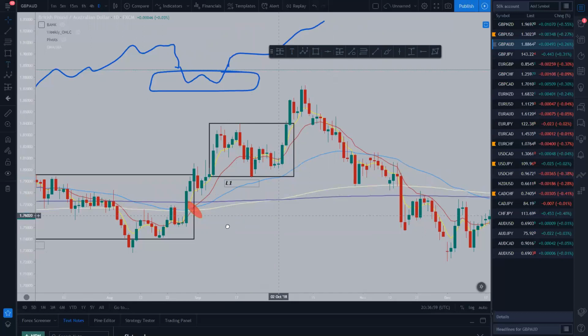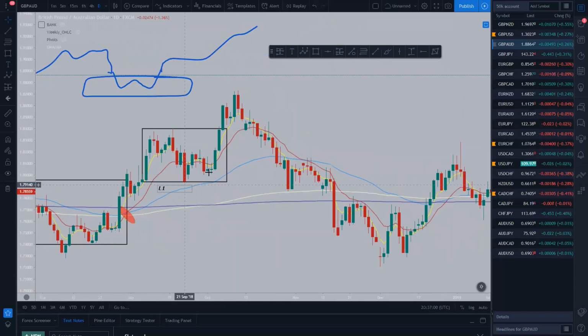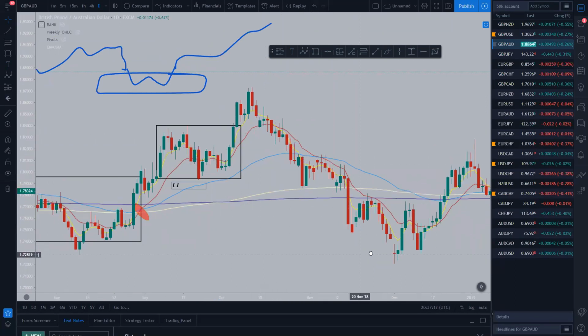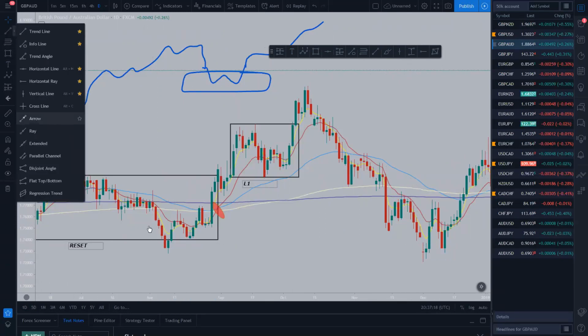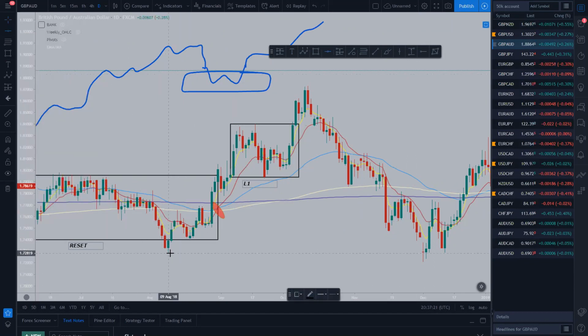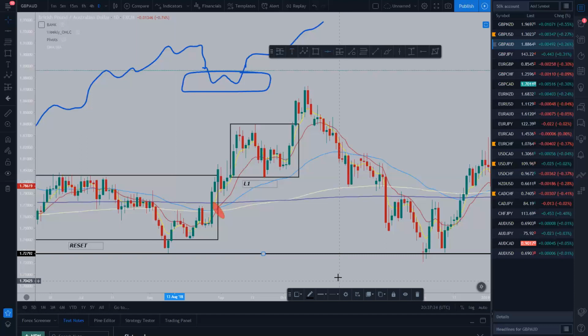Now, what's happened is this. Price came out of level 1, and then it came back and closed below my 13, and it went all the way back down. Now, this is the lowest point price reached in the reset. And this is very important, you guys understand this. This is the lowest point price reached in the reset. It's a very significant point.